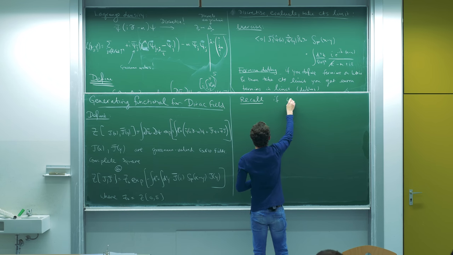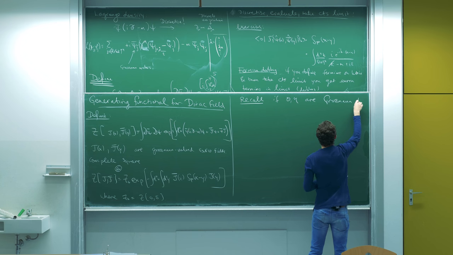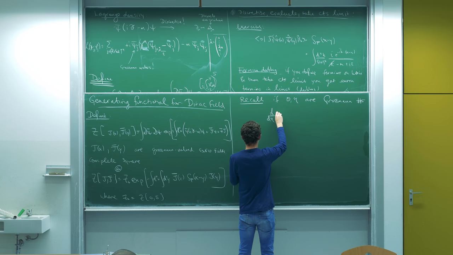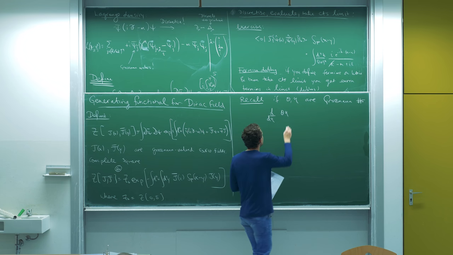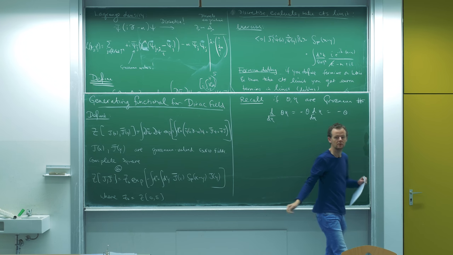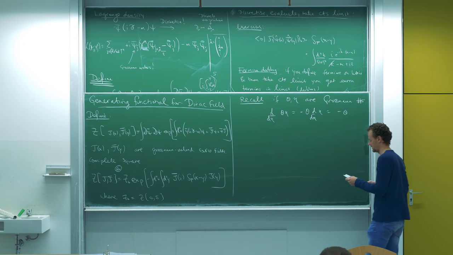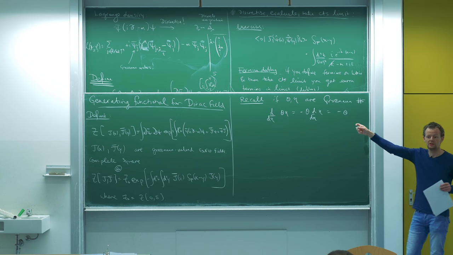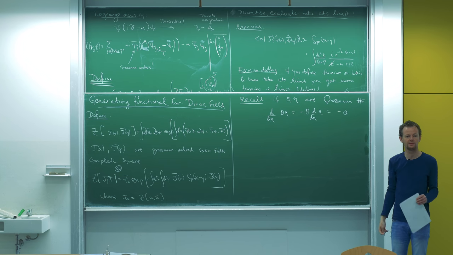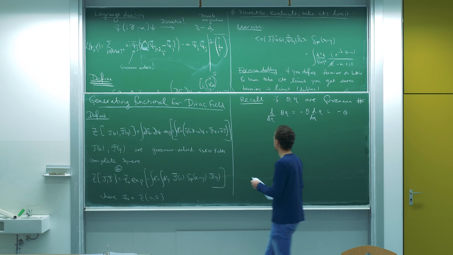Recall. So if these two guys are Grassmann numbers, then the derivative of an expression such as theta eta is minus the derivative of theta times eta, the derivative with respect to eta. So just this simple observation here is what takes care of all those minus signs and permutations and worrying about the order you do things in. Because as long as you remember the rule for Grassmann derivatives, you're golden. So, endpoint functions.